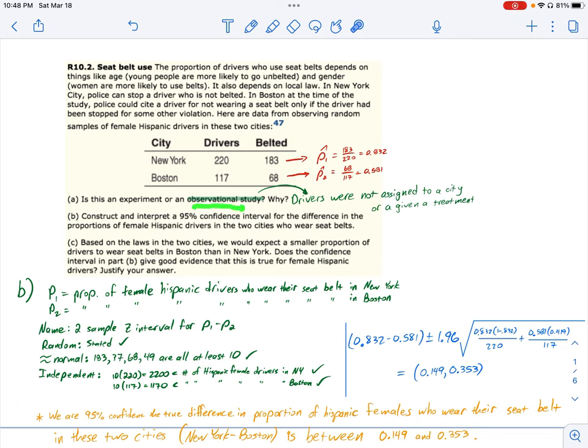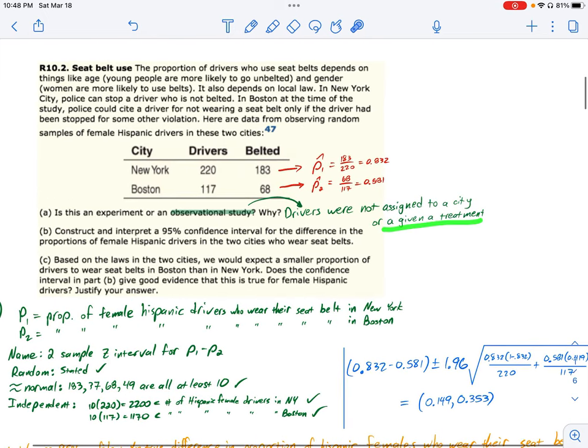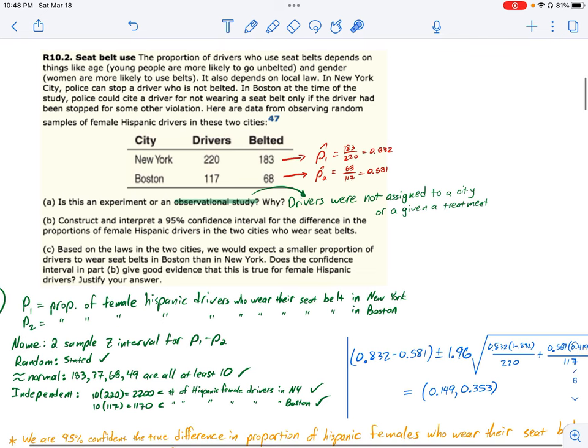It's observational. The drivers were not given a treatment. It just says here are data from observing, I mean, there's the word observing these females in these two cities. So they called them up and said, do you wear your seatbelt? Okay, so it's an observational study. And also the drivers were not assigned to live in a certain city.